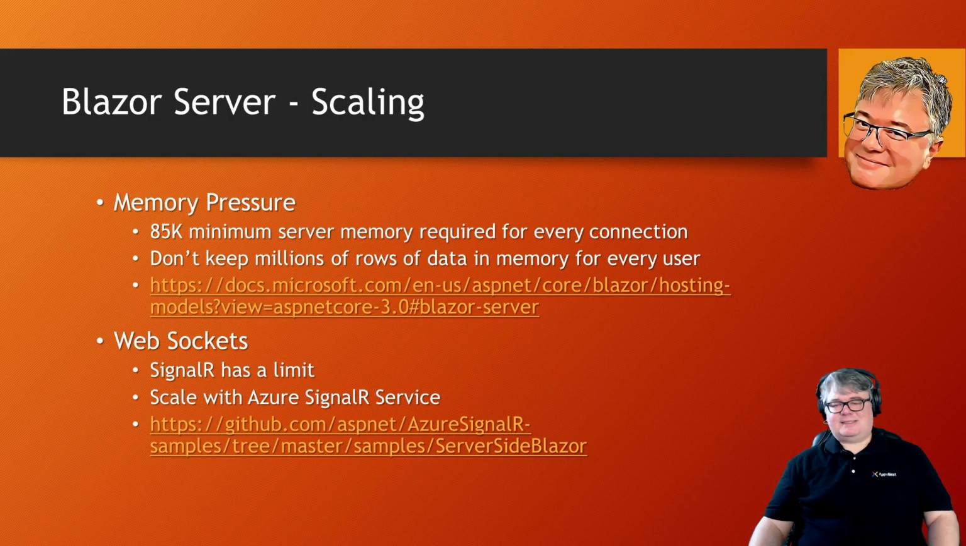So let's talk about scaling. Because with Blazor Server, think about it, all the stuff happens on the server. So the client can stay thin, right? All the code happens on the server. You've got this round trip going on, and you have a certain amount of memory required to support every client. And in fact, it's about 85K, or at least it was when I did my research. It might be less now. It's going to be less, if anything.